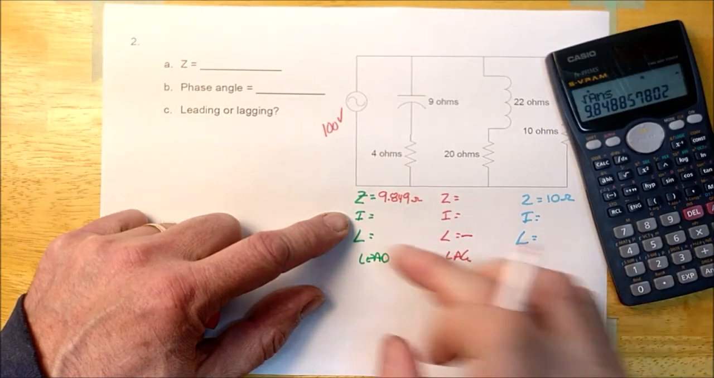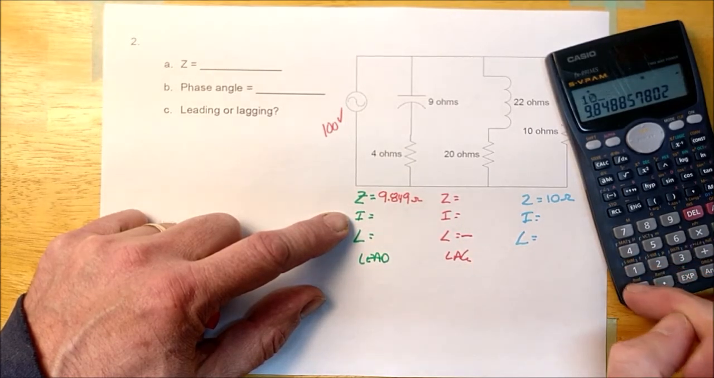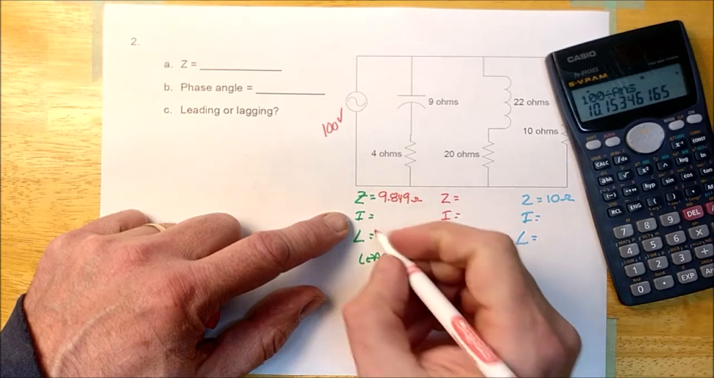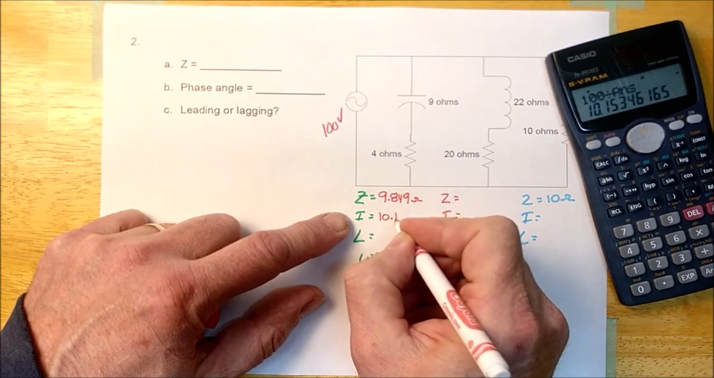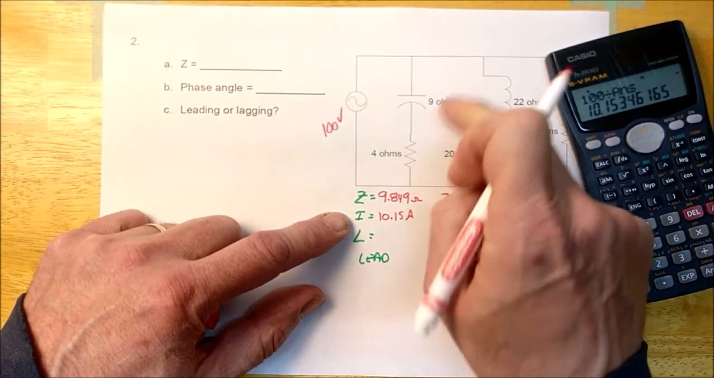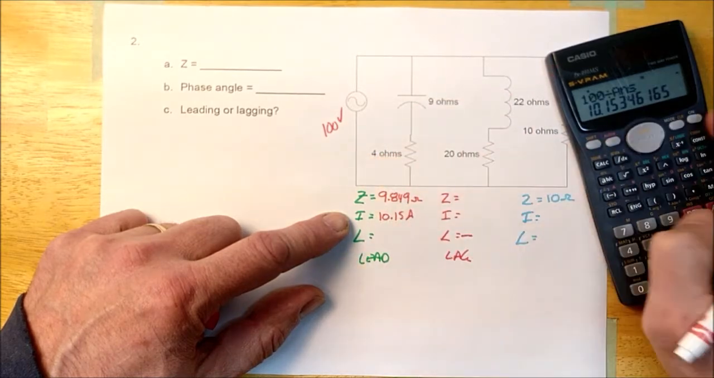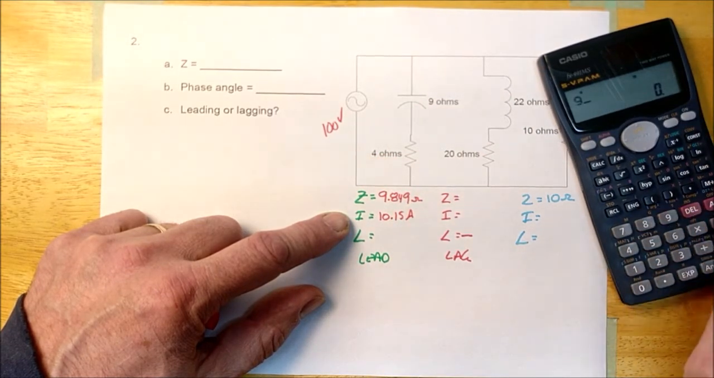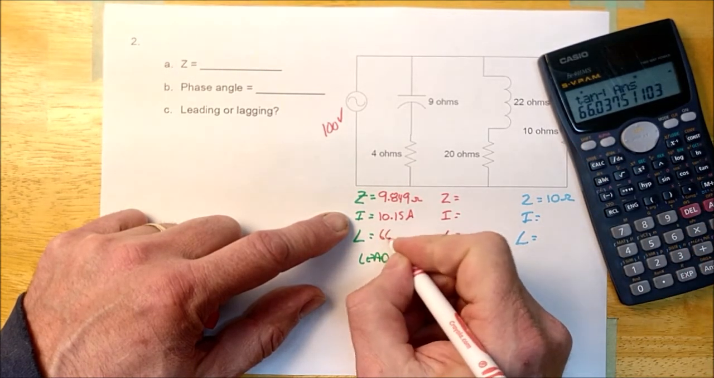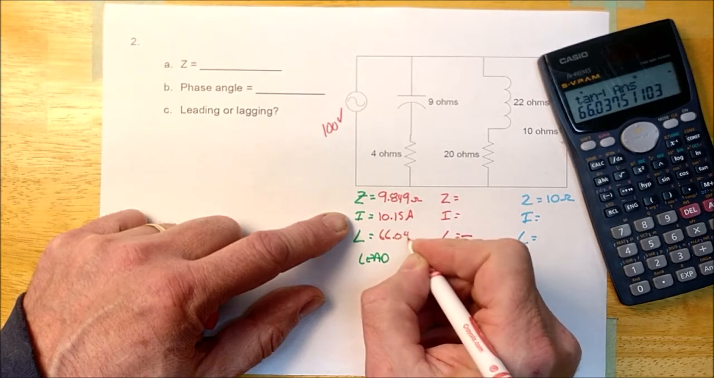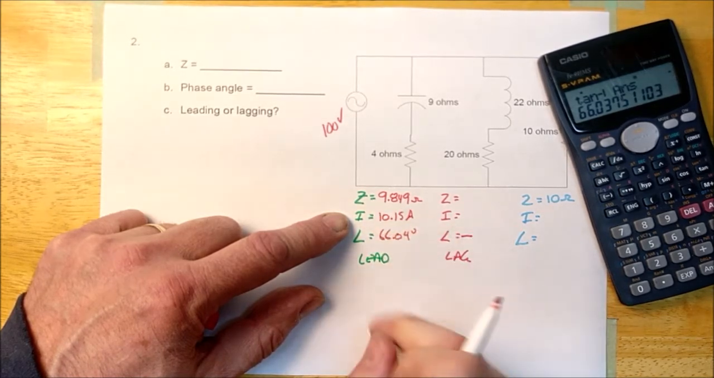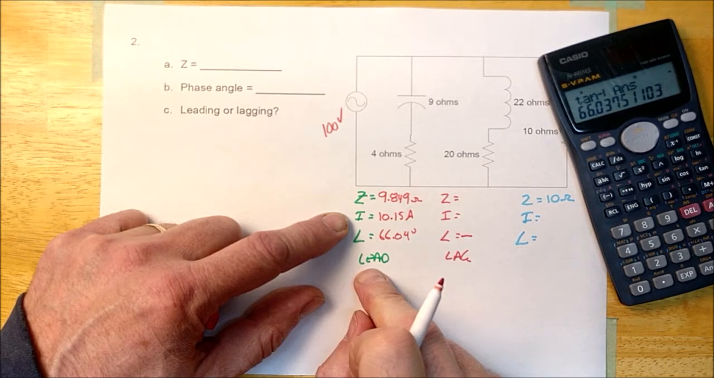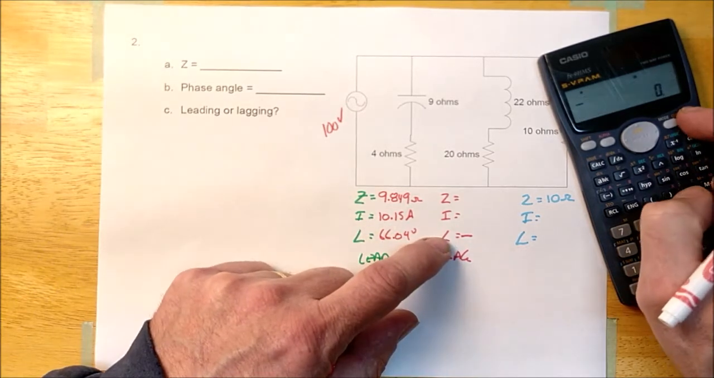I is going to be E over Z. We decided to use 100. That gives 10.15 amps. Phase angle, opposite over adjacent, inverse tan: 9 divided by 4, shift tan, equals 66.04 degrees. We're going to leave that angle alone because I know that current is going to be leading. Same with rung 2 here.